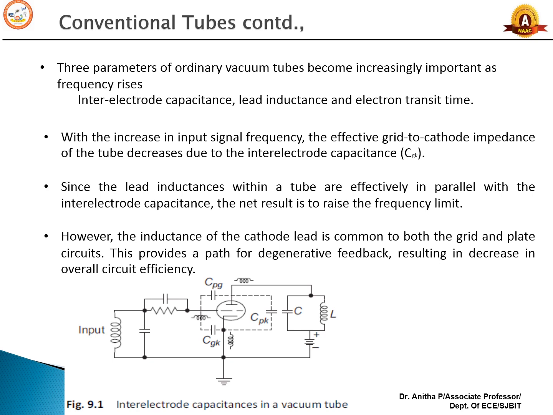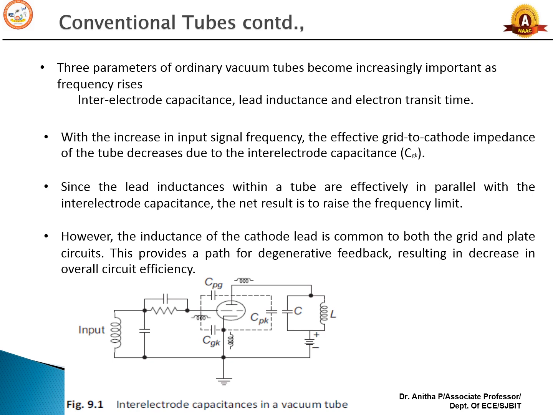Usually, three parameters of ordinary vacuum tubes become increasingly important if you operate at very high frequencies: inter-electrode capacitance, lead inductance and electron transit time. We have seen the inter-electrode capacitance effect, which exists between the grids. Its capacitive impedance keeps reducing if you operate at very high frequency. Obviously that will short the grids, which will degrade the overall performance. Similarly, the lead inductance within the tube is effectively in parallel with the inter-electrode capacitance. The net result is a direct frequency limit.